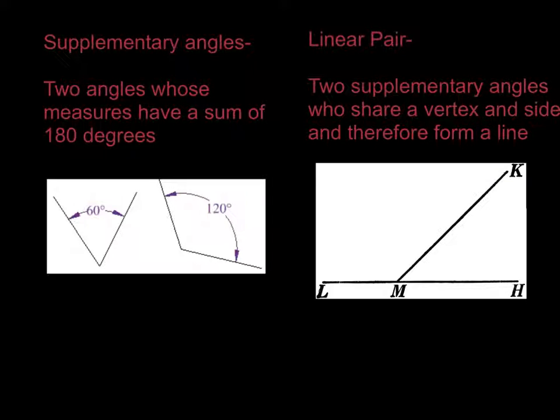So for example, let's say that angle KMH, let's say that's our 60-degree angle. We're just pretending. It looks like it's probably a little bigger than 60. If this angle were 60 degrees, this angle would then have to be 120 degrees. Now we know that they are a linear pair because L, M, H are 3 collinear points. Therefore, LH is a straight line.